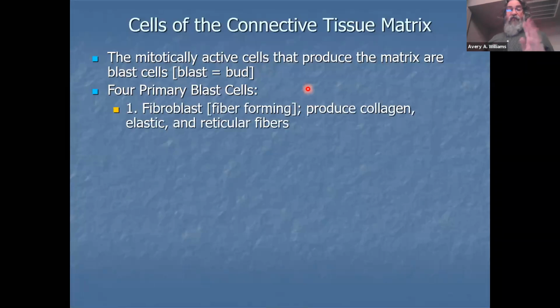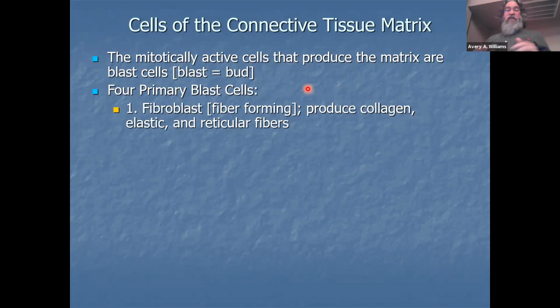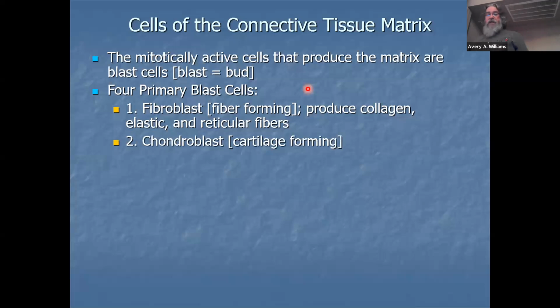There are four primary types of blast cells. One, fibroblasts. That's pretty easy. Fibroblasts are the fiber-forming cells. Get it? These produce collagen, they produce elastic, and they produce reticular fibers. So anytime you see any of these fibers, you would expect to also see fibroblasts, right? So there you go. You also have chondroblasts.